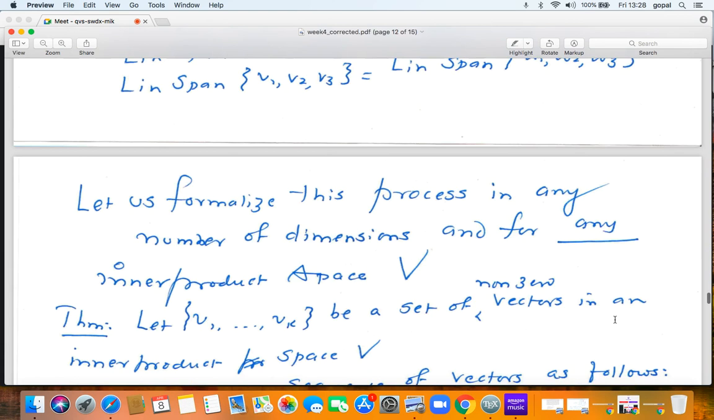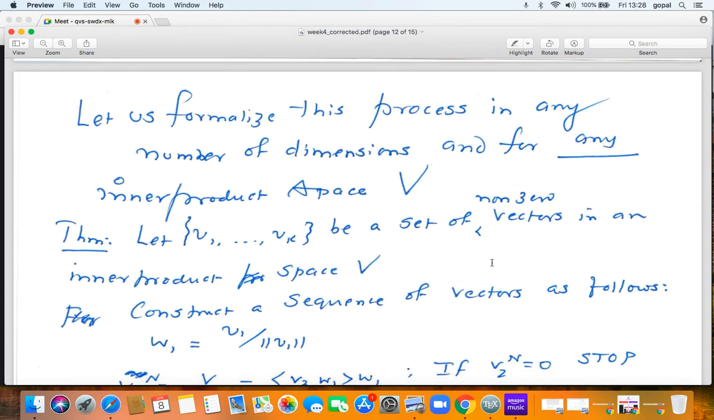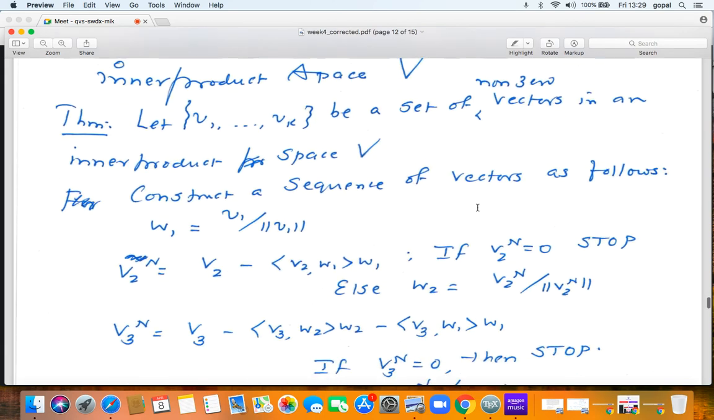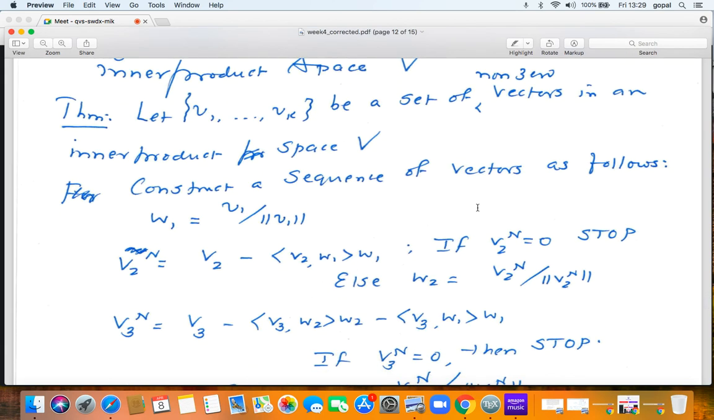Let us formalize this process in any number of dimensions. We talk about any inner product space, not necessarily only the dot product. We can do it in any inner product space V. So you start out with v1, v2, ..., vk, a set of non-zero vectors in an inner product space V. We construct a sequence of vectors as follows. The first vector we construct is w1, which is simply v1 divided by the length of v1. I can divide because my vectors are non-zero.